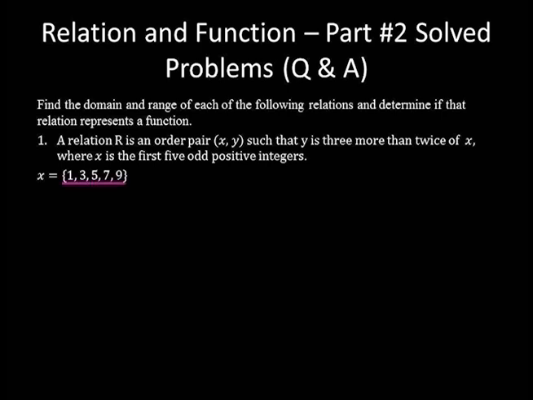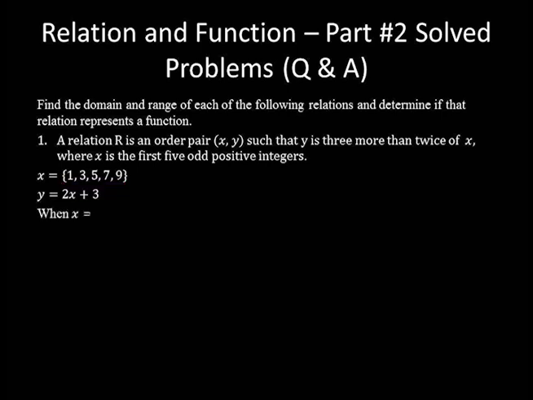We are also given that y is 3 more than twice of x. That relationship can mathematically be expressed as y equal to 2x plus 3. x values are known. By substituting each value in place of x, we can solve for y.